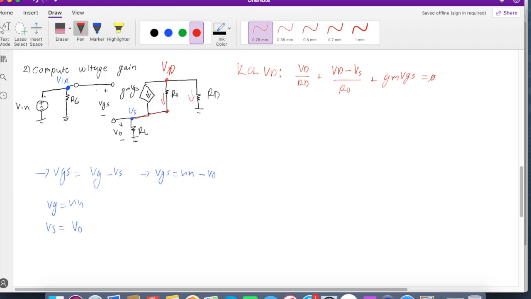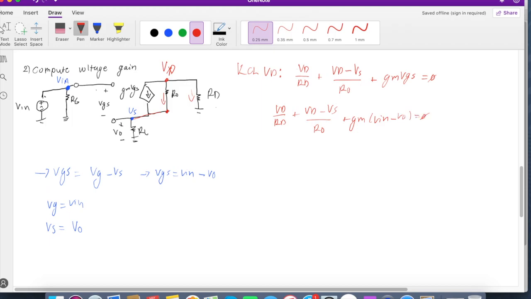Now remember, we found a formula for VGS, so we can write this as VD over RD plus (VD minus VS) over R0 plus gm times (Vin minus V0) equal to 0.